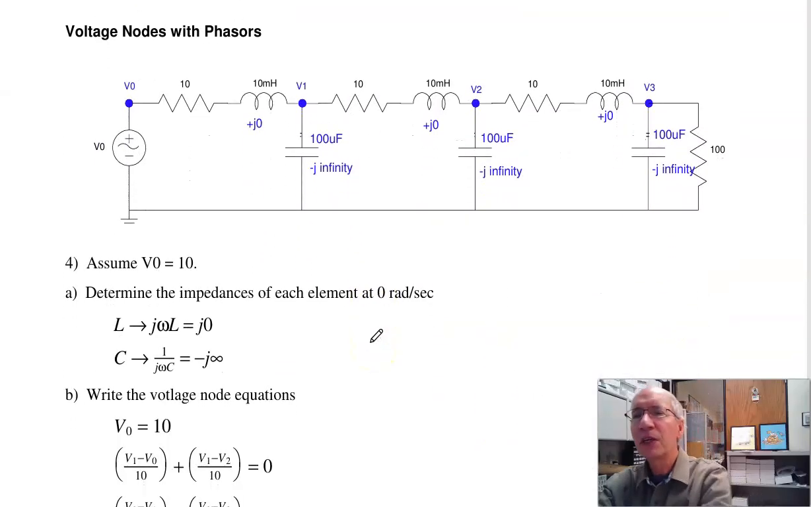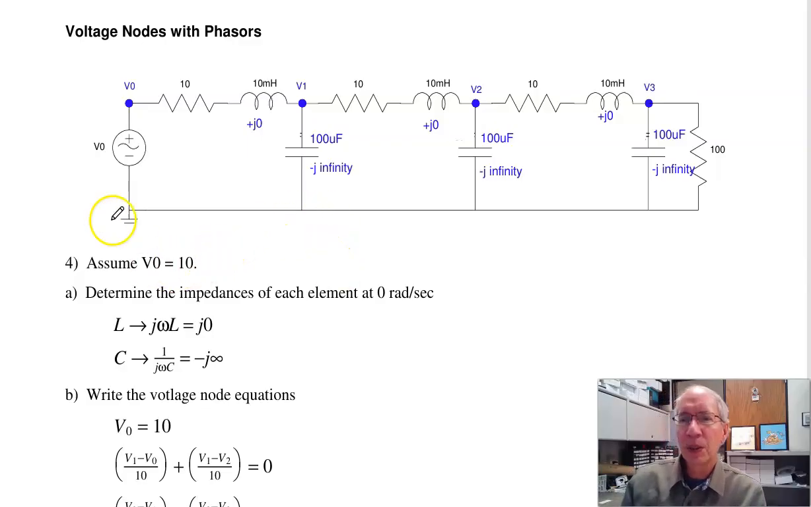Problems 4 and 5 look at node equations using phasors. So if I have this circuit and I want to find out what are the voltages when the input is DC, V0 is 10. Well, the first thing I've got to do is convert to phasor notation. So in phasors, 10 is represented by the number 10.